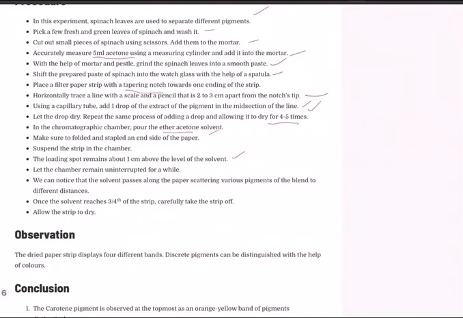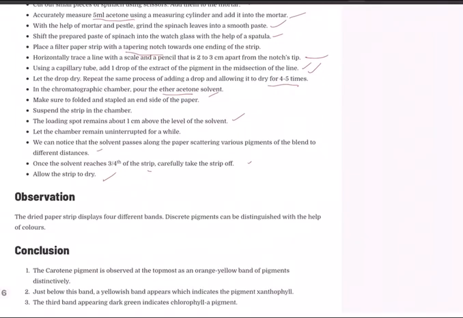The loading spot remains about 1 centimeter above the level of the solvent. Let the chamber remain uninterrupted for a while, maybe 20 minutes to half an hour. We can notice that the solvent passes along the paper, scattering various pigments of the blend to different distances. Once the solvent reaches 3/4 of the strip, carefully take the strip off. Now, go out of the biology lab and allow it to dry in the sun.